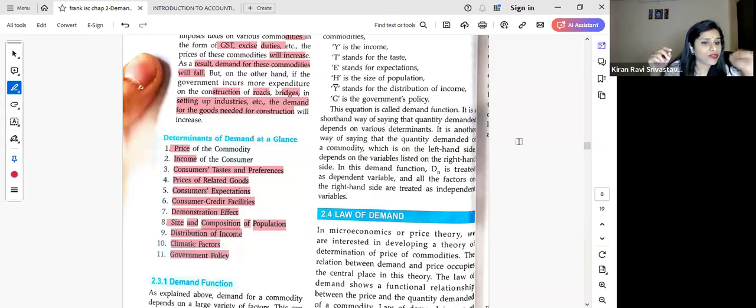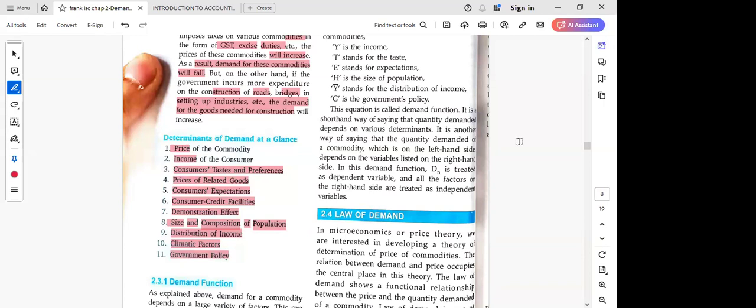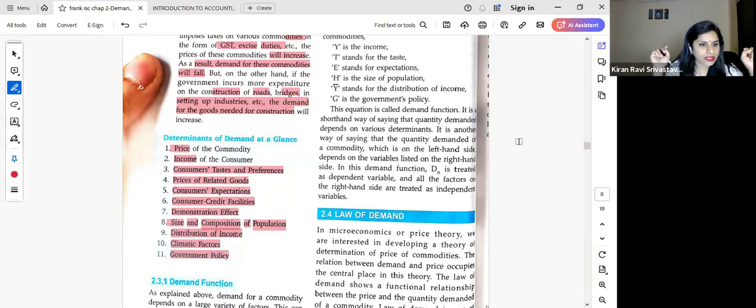Then we have price of related goods, substitute goods and complementary goods. If the price of substitute goods, like let's say Pepsi, increases, then the demand for Coca-Cola will increase. Substitute goods. But complementary goods, if the price of petrol increases, the demand for car will fall. You remember, substitute goods, indirect effect. Complementary goods, direct effect.